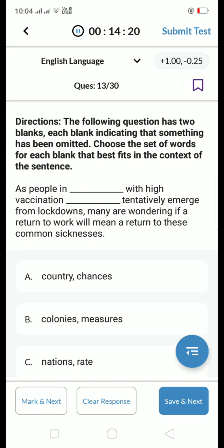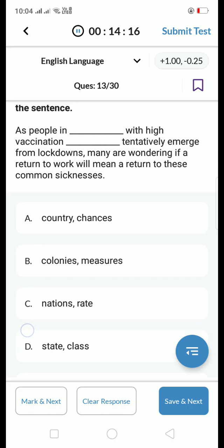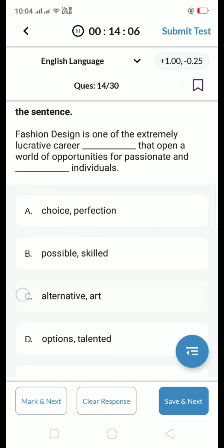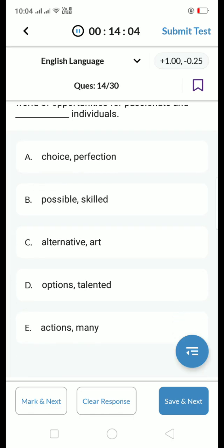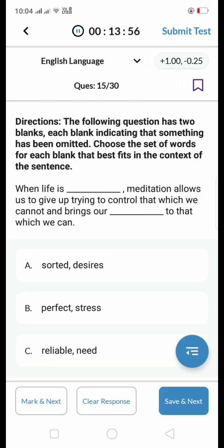As people in dash with high vaccination dash tentatively, as people in nations with high vaccination rate tentatively emerge from lockdown. Fashion design is one of the extremely lucrative career choice. Yes, for your alternative options, actions available. ये possible और actions तो निकल गया. That open a world.